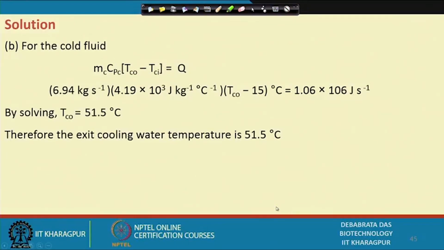Then for the cool liquid, we can similarly find out the temperature. We have the inlet temperature, and we assume the temperature of the cool liquid is this. Am I right? And if it is like this, then from that we can find out the cool liquid outlet temperature, which we will get as about 51.5 degrees centigrade. Therefore, the exit cooling water temperature will be 51.5 degrees centigrade.